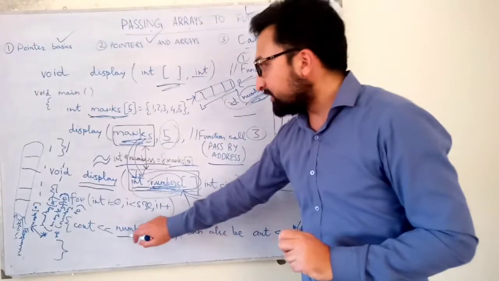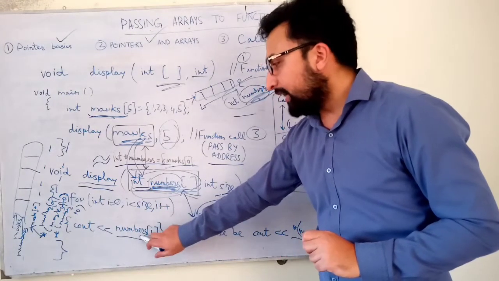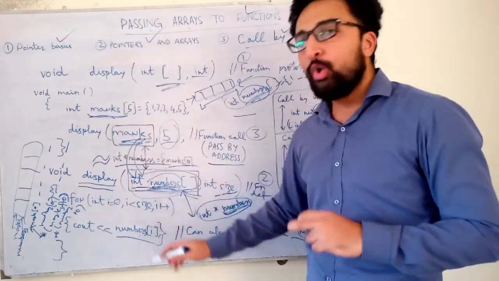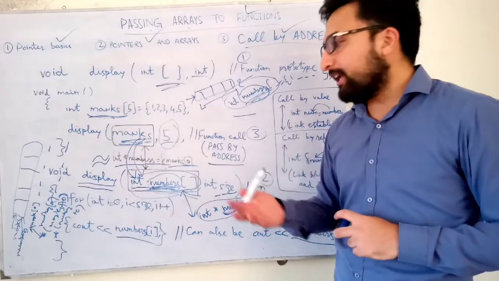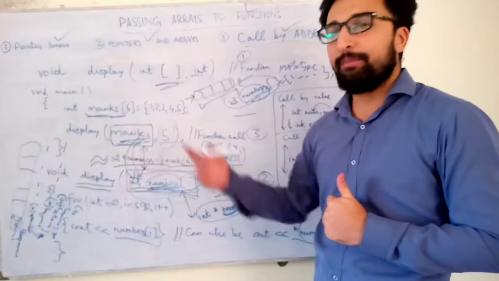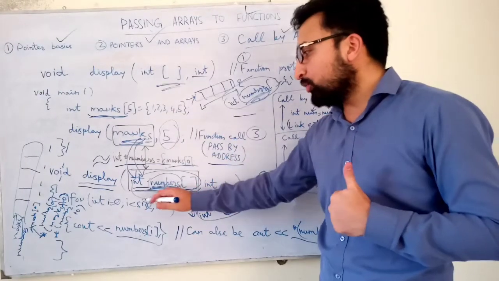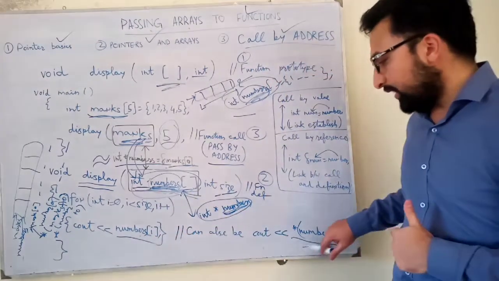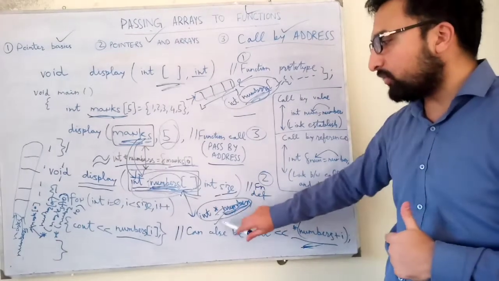So we can just use the new name of the array here, just like we used to use the new names of variables that receive the values coming from the main. Here we can use the name of the array, and all the operations will remain the same. We can also treat it like a pointer if we define it this way.